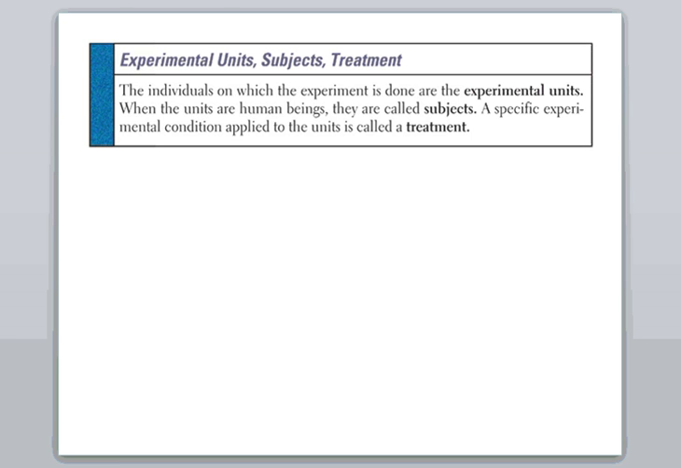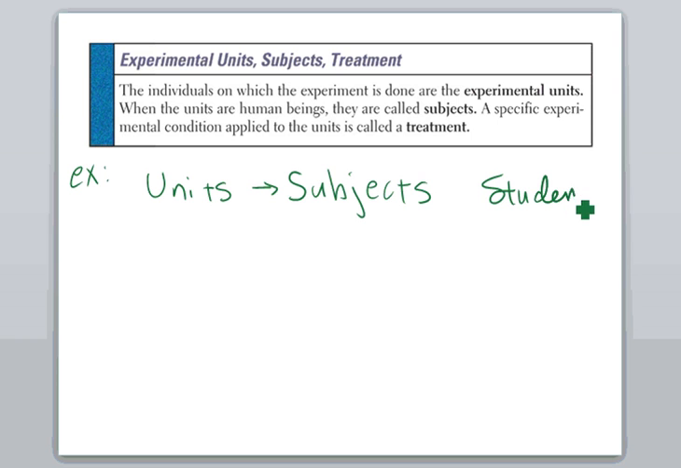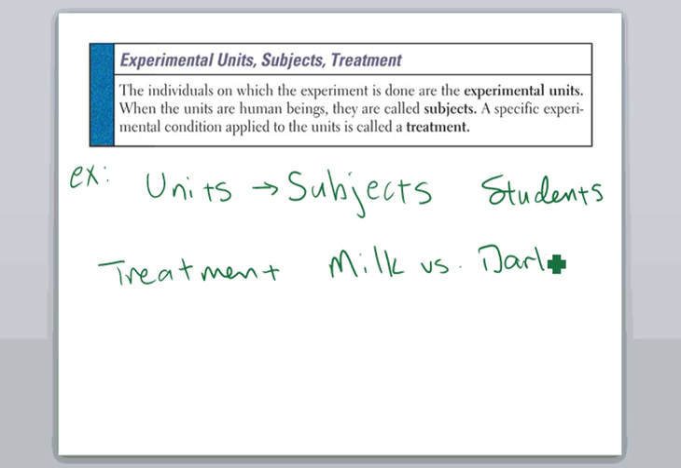As we look back at the example that we did with the milk and dark chocolate, the units in this case are now called subjects because the experiment was on the students, you as a class. The treatment for this experiment was milk versus dark chocolate. And that's just a very generic description of this particular experiment.